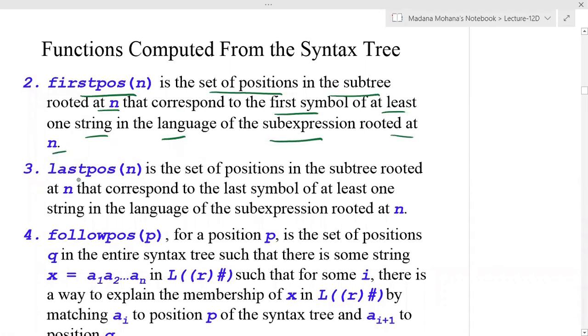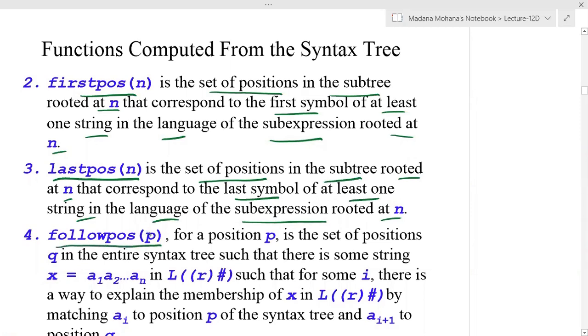So for all these, the rules are given in the following table that we will see here. Here we are explaining what these functions actually are. Then the last position of n is the set of positions in the subtree rooted at node n that correspond to the last symbol. Previously, first position was the first symbol; in last position, it is the last symbol of at least one string in the language of the subexpression rooted at n. Then the next function, follow position.